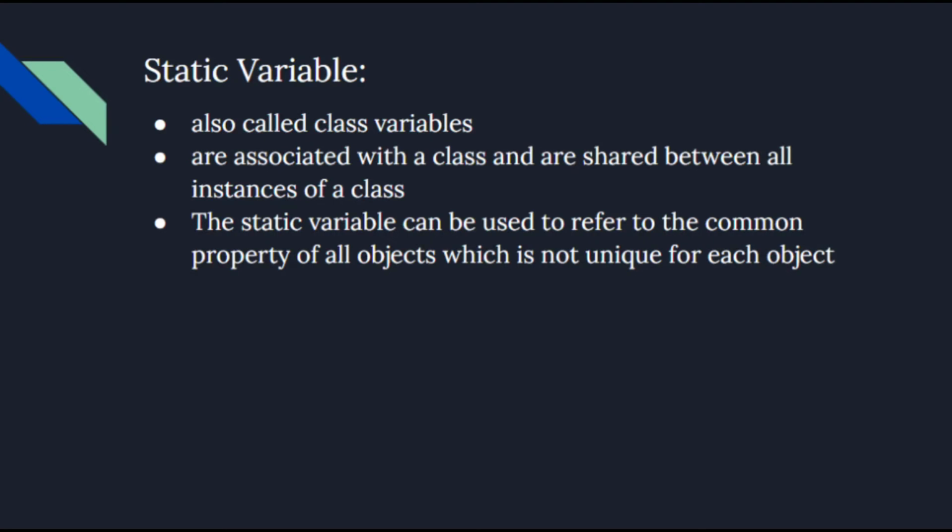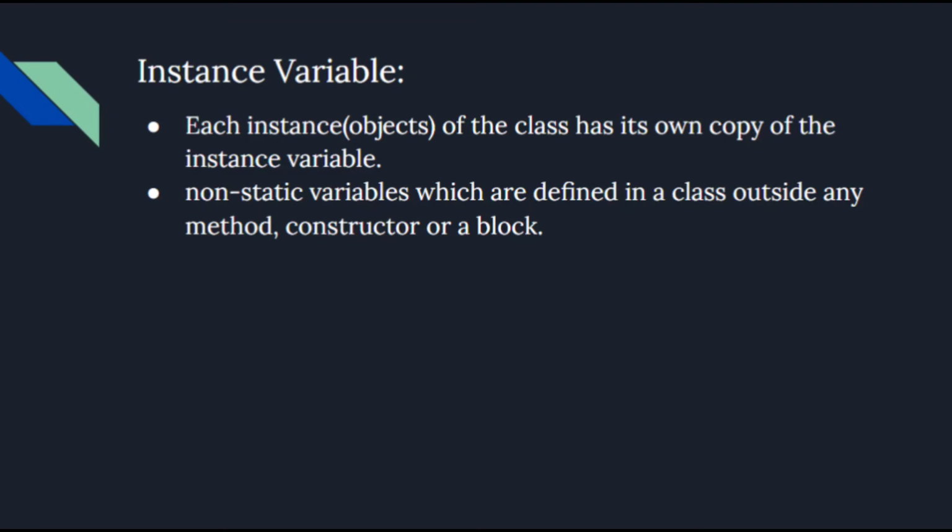The second one is the instance variable. Each instance of the class has its own copy of the instance variable. Unlike static variables, instance variables have their own separate copy of the instance variables.